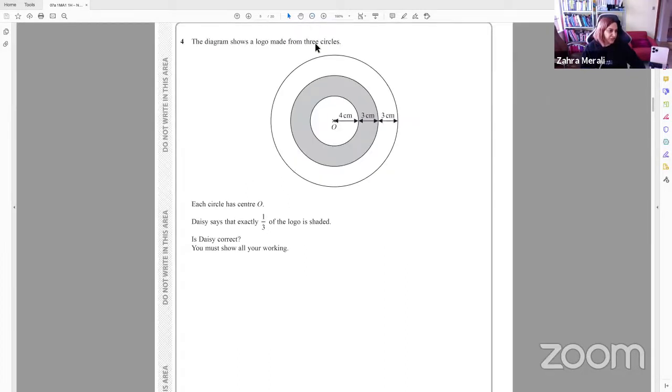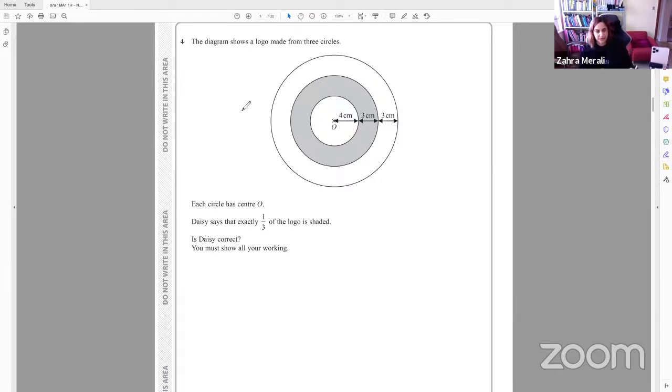So we've got a logo that's made up of 3 circles. We're told each circle has a center O. Daisy says 1/3 of the logo is shaded. So what we're going to do is just actually find out what proportion of the circle is shaded.